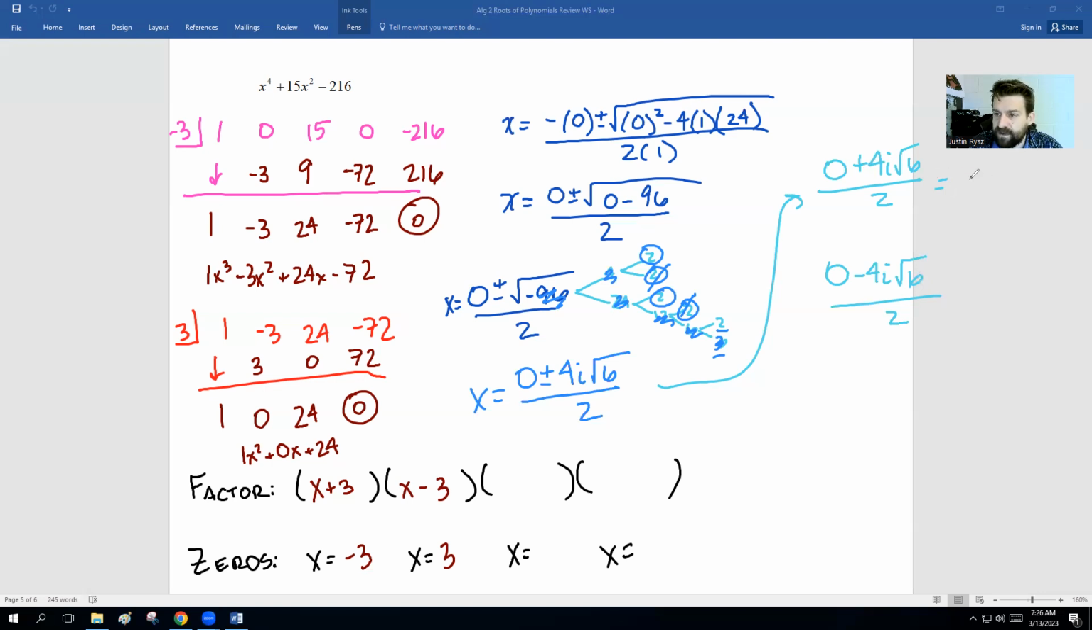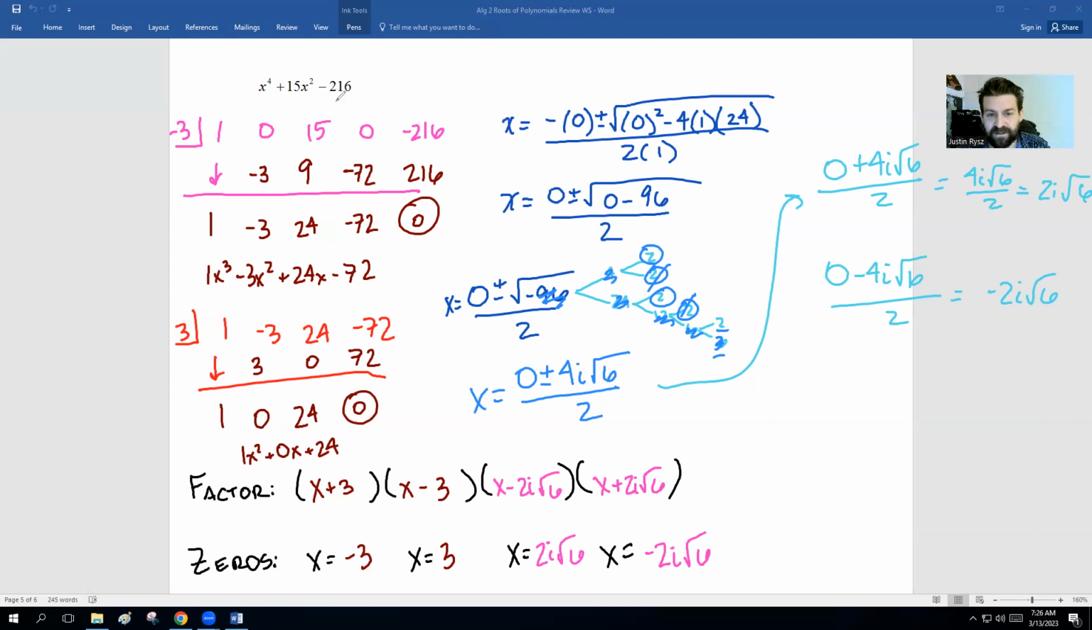Okay, now 0, that would just be 4i radical 6 over 2, and we can divide the 4 by 2, so we get 2i radical 6. Not the prettiest answer, and here you probably can assume we're going to have a negative 2i radical 6. Same thing, except for it's negative. Definitely not winning homecoming queen, but hey, it works. So we get 2i radical 6 as one of the solutions, and negative 2i radical 6. And so that means our other factors would be x minus 2i radical 6 and x plus 2i radical 6.